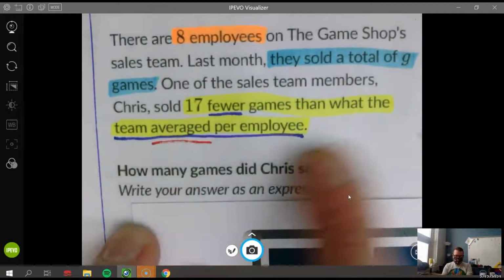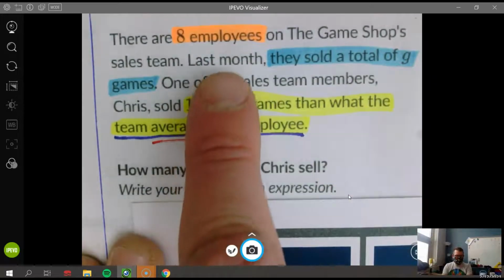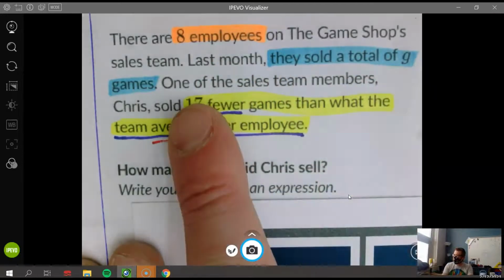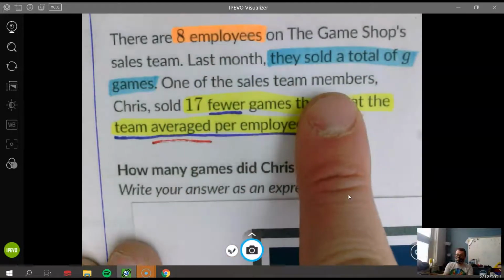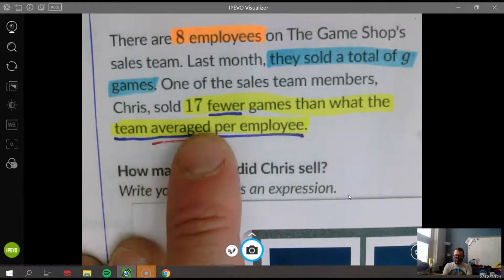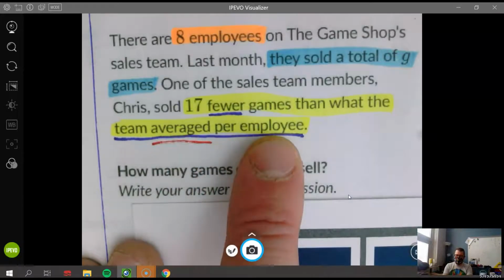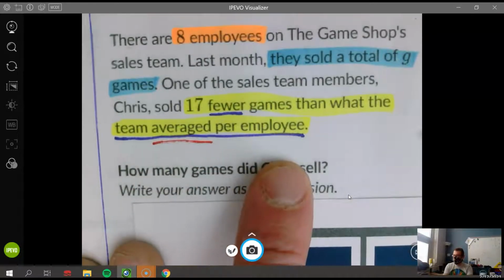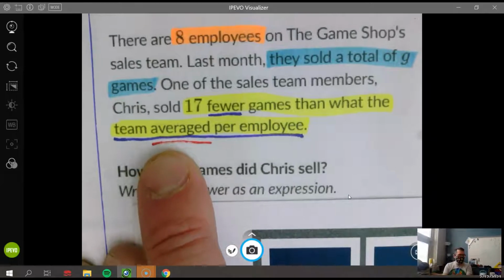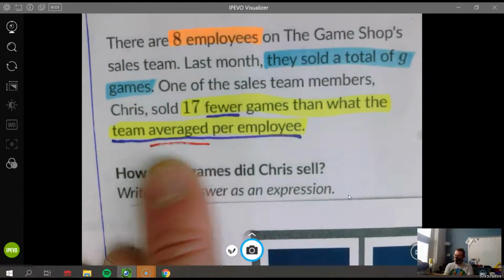GameStop has 8 employees in their store. Last month, they sold a total of G games. One of the team members needs to step up his game. Chris sold 17 fewer games than what the team averaged per employee. Ooh, averaged, I have underlined in 2 different colors and highlighted. That seems like a really important word.